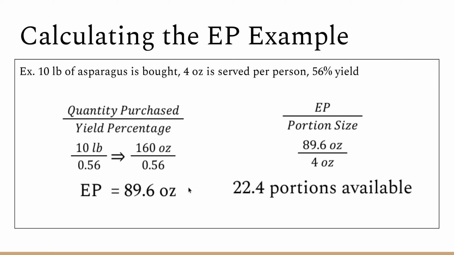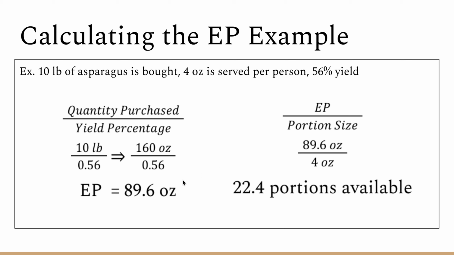So that means from 160 ounces of asparagus, I actually only have 89.6. As the yield percentage shows, you lose almost half the asparagus because there's so much waste on it. So if I know that this is what I'm working with from 10 pounds, I need to know how many portions I can serve from that.